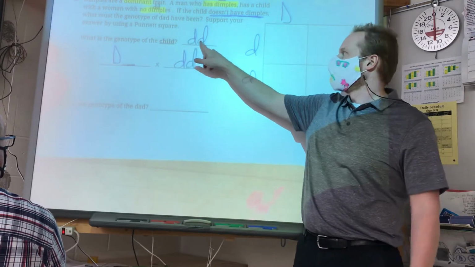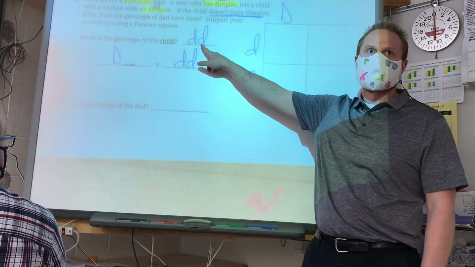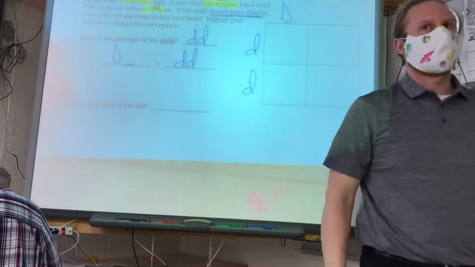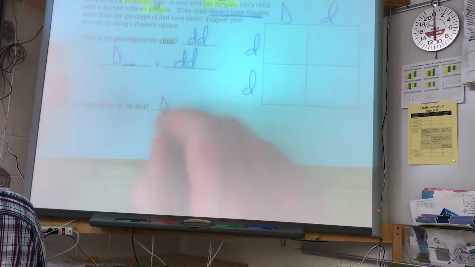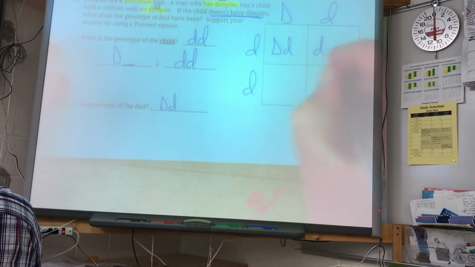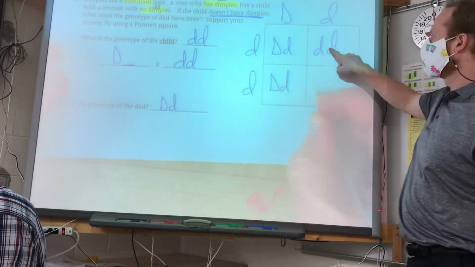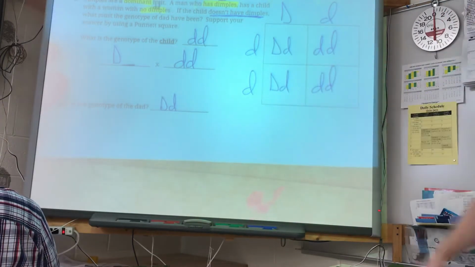Sure. Where'd that one come from? Dad. So what does dad's second letter have to be? Has to be a little d. Dad has to be heterozygous, right? And we can do the Punnett square really quick to show you that if dad is big D, little d, we could get a little d, or little d, little d.